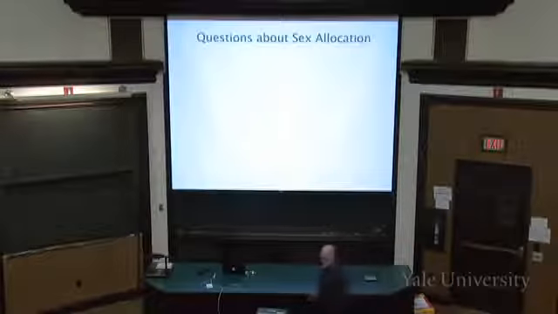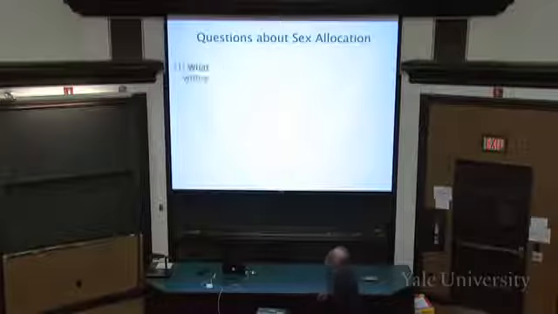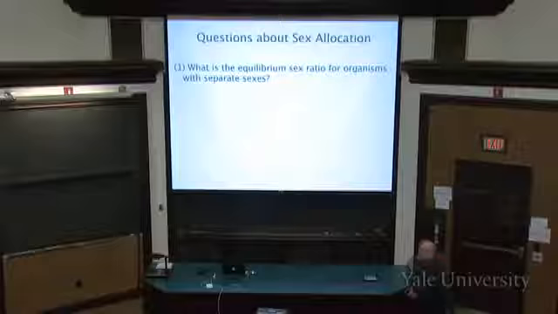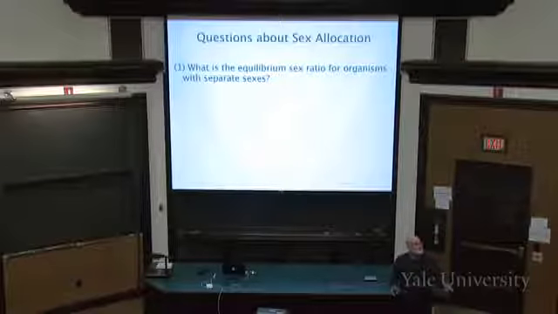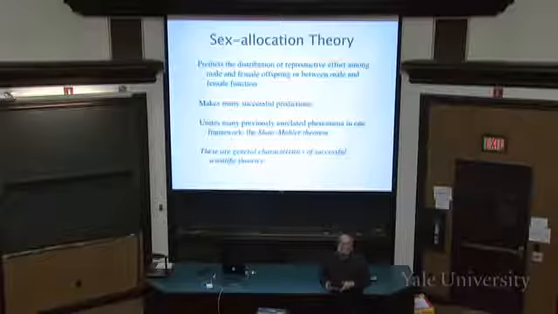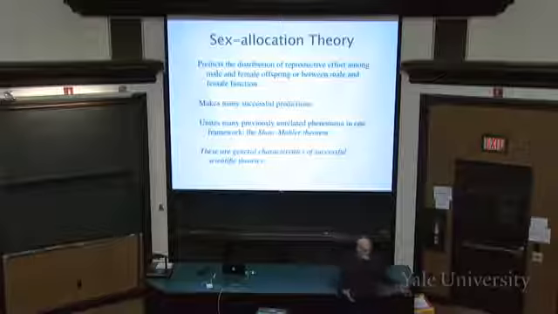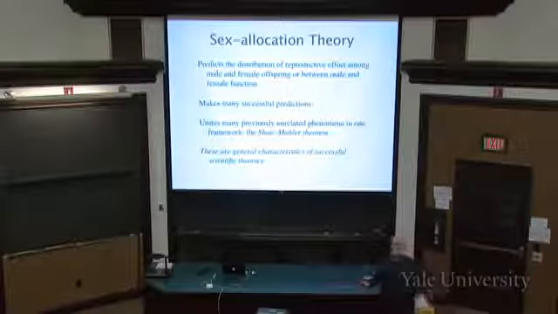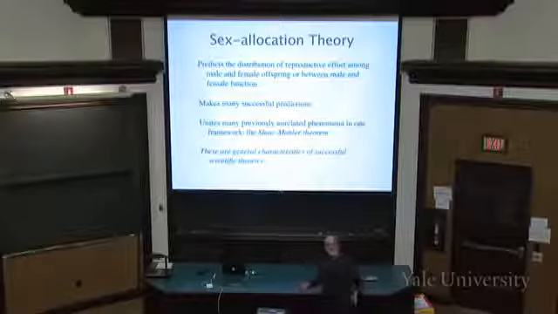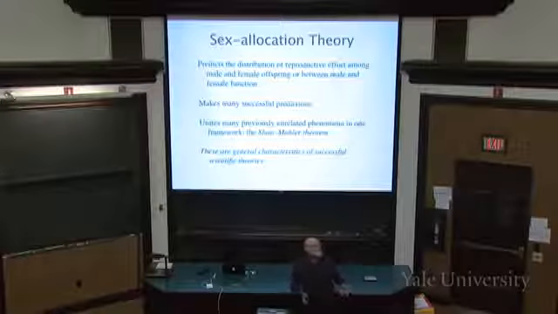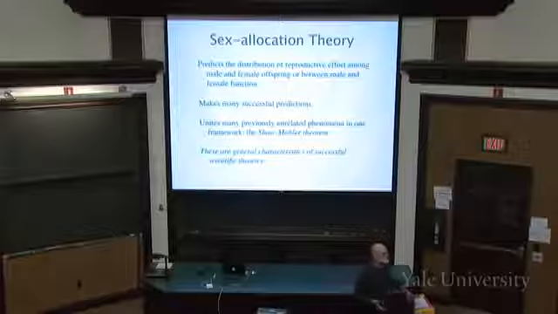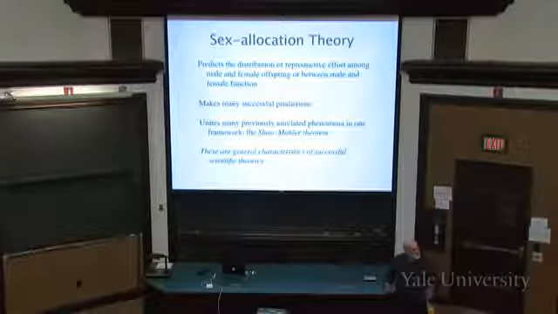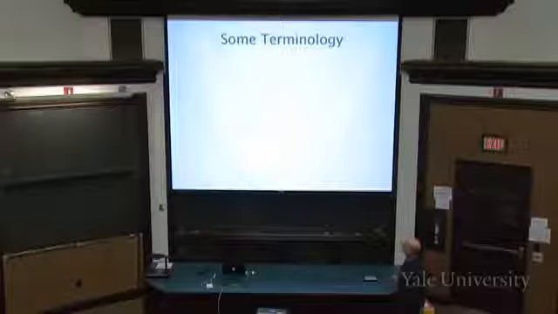So there are some very basic questions about sex allocation. One is, what's the equilibrium sex ratio? What should we expect to see? A single explanatory framework for a lot of stuff that was previously seen as unconnected is a characteristic of any good scientific theory. After all, that's what the periodic table does in chemistry. That's what Newton did with his laws of motion. So this is a good example of a success in evolutionary theory.